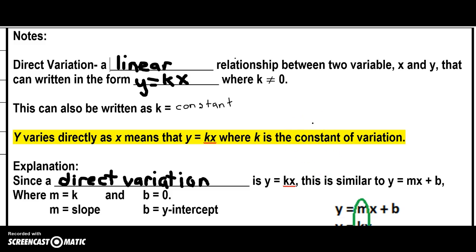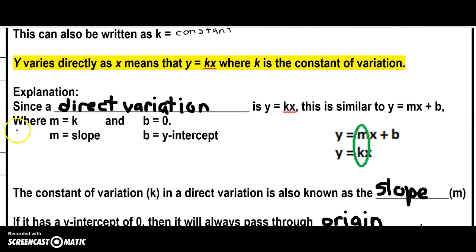K is your constant, k is your slope, k is your m, k is your unit rate, k is your rate of change. Make sure you remember all of these things. Since a direct variation is y equals kx, this is similar to y equals mx plus b, which is slope-intercept form, where m equals k, m equals slope, and b equals 0, or b equals the y-intercept.